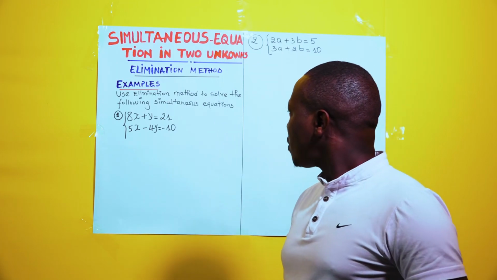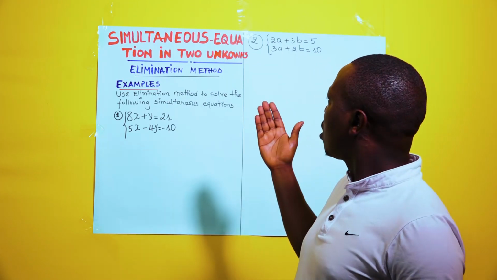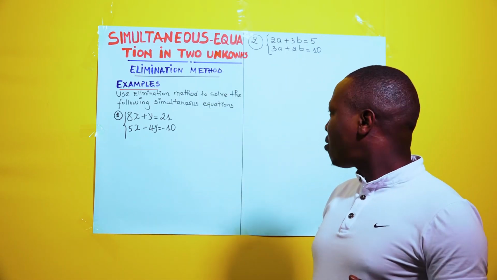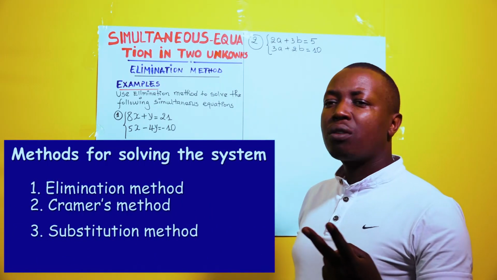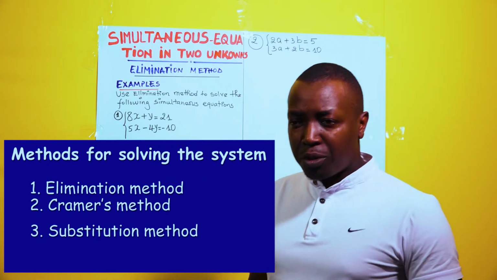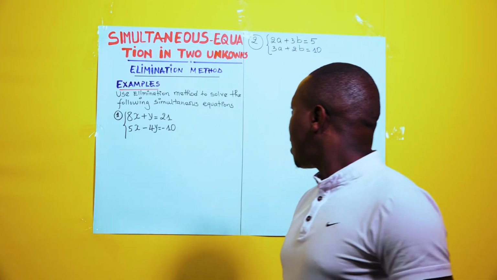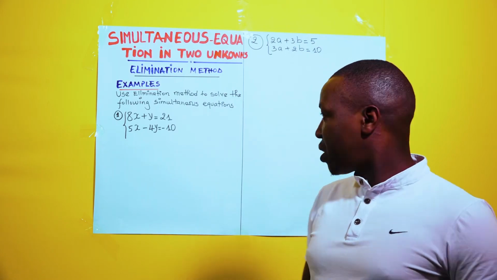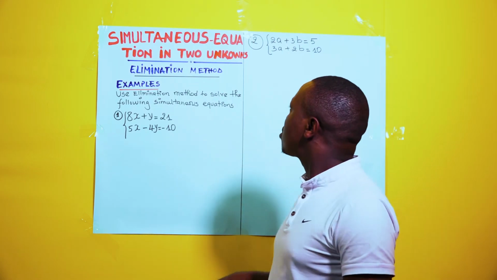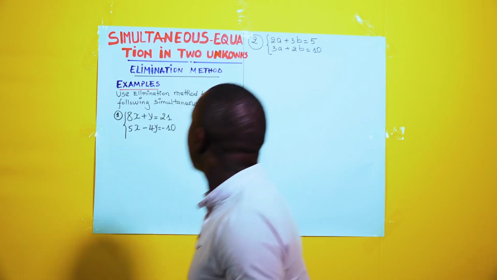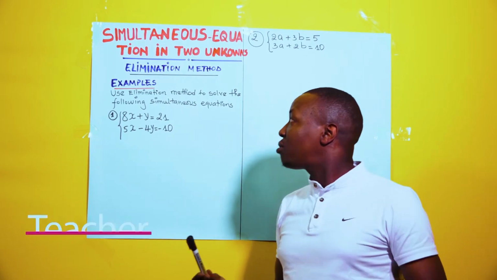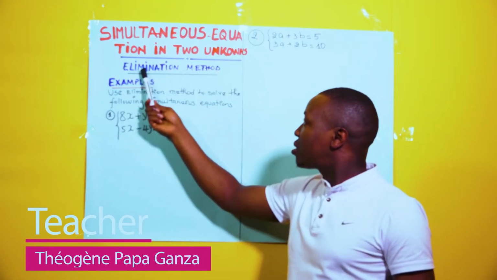And there are three methods that you shall use to solve such a system. We have the elimination method. We shall also learn how you can use Cramer's method. We shall also see how you can use the substitution method, right? And let us start with our topic for today. It is simultaneous equations in two unknowns, and the method that you are going to learn today is the elimination method, right?